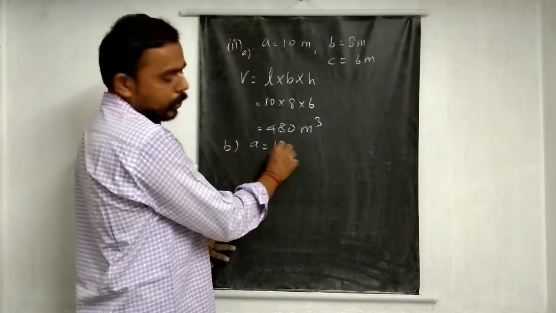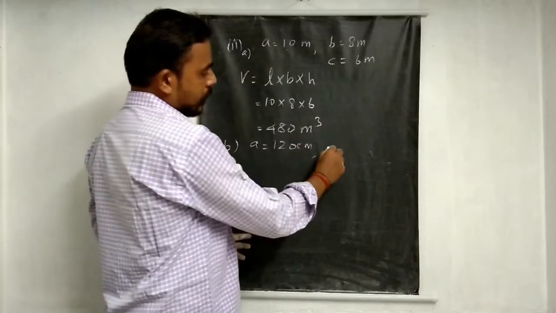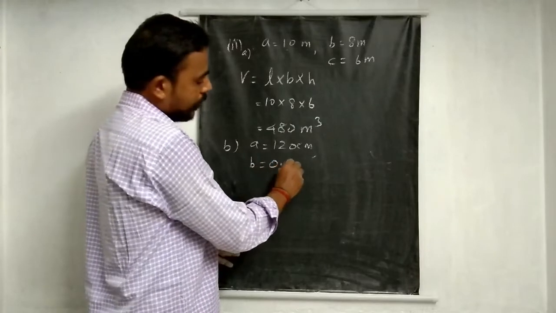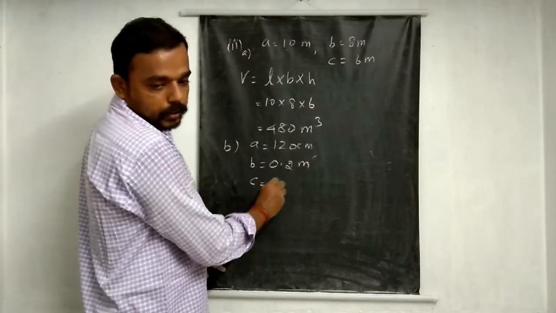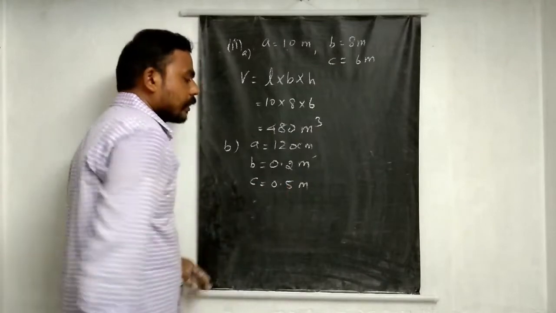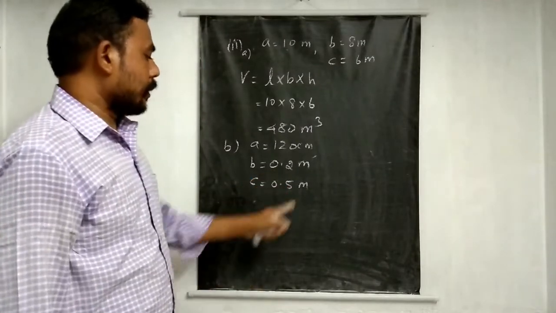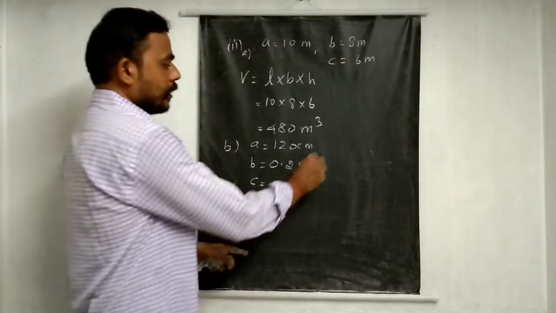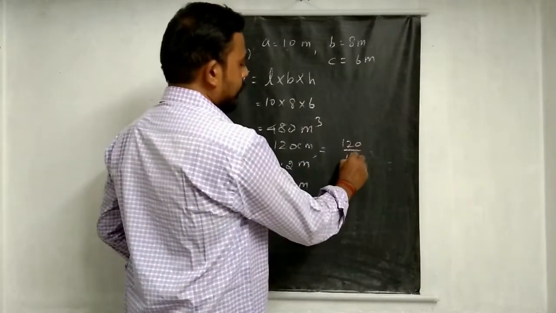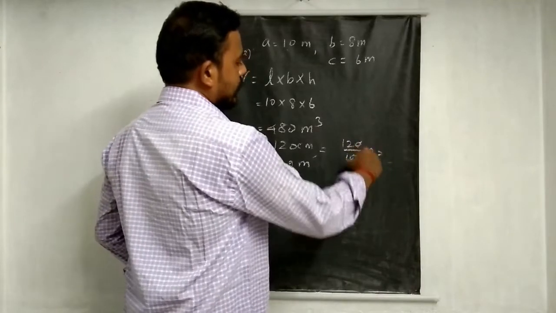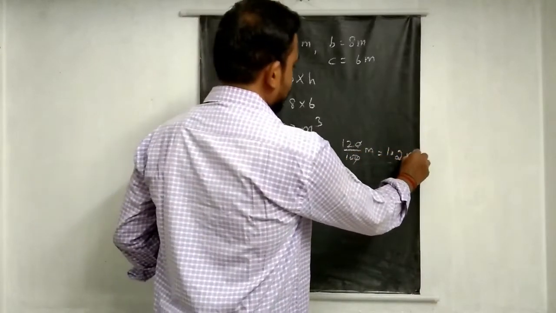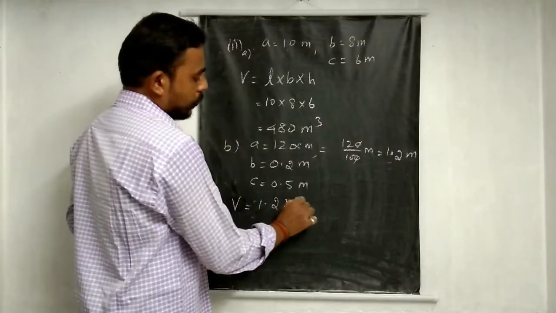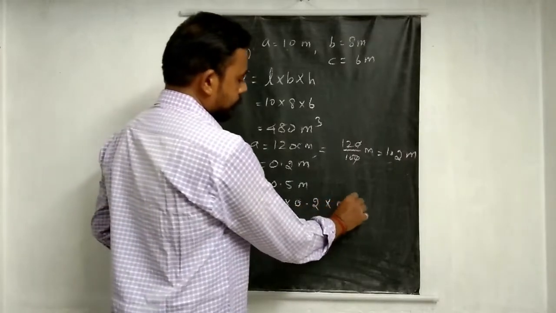Next, A equal to 120 centimeter, B equal to 0.2 meter, and C equal to 0.5 meter. Everything should be in meters, but here A is in centimeter. You need to convert your centimeter into meter. So for that, 120 divided by 100 meter, so 1.2 meter. So the volume equals 1.2 into 0.2 into 0.5.